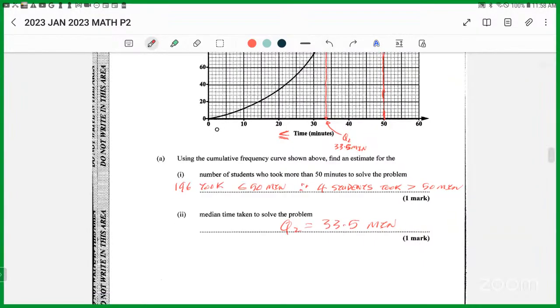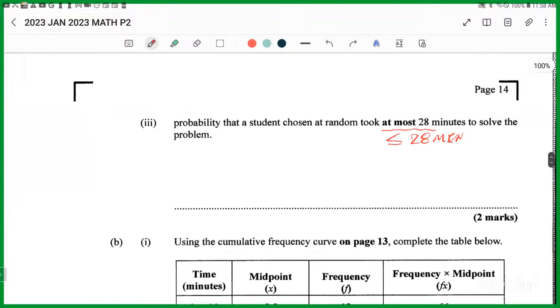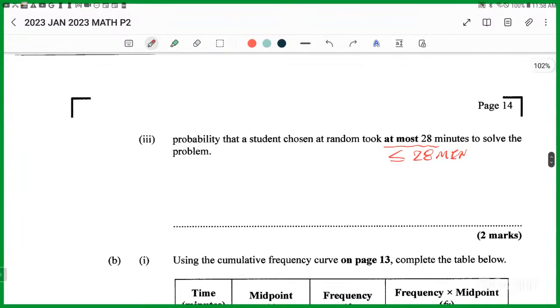And now it's asking me how many took at most 28. At most 28 means all I need to do is find how many students that is and divide it by the total number of students because I want the probability. I need to find how many students actually took less than or equal to 28 minutes and divide it by 200 students. All right, so let's see. So less than or equal to 28, less than or equal to 28 minutes by how many students?